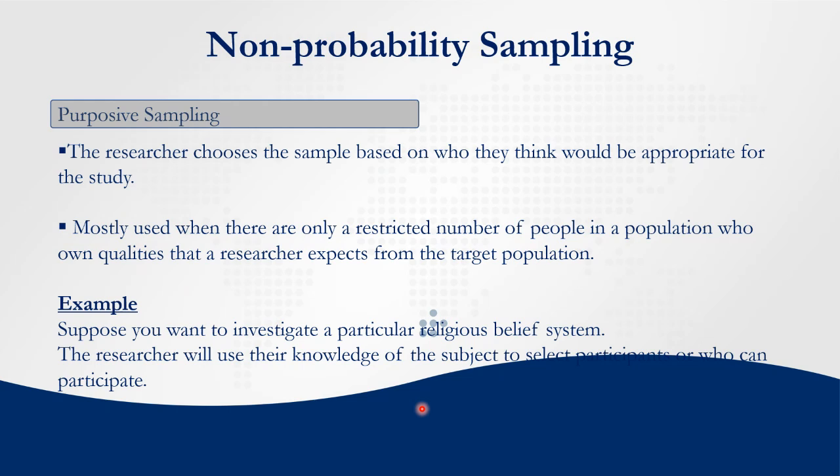Purposive is when the researcher chooses who must be sampled, right? Based on the research questions. So maybe you target a certain population that has certain qualities. So maybe if you want to investigate a certain religious belief system, you'll target that group and you'll probably go where you know you can access this group of people. So that's going to be purposive sampling.